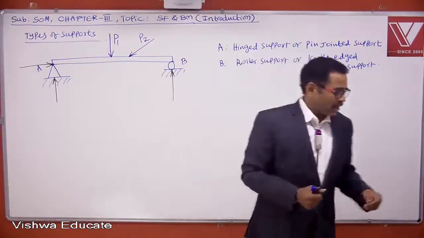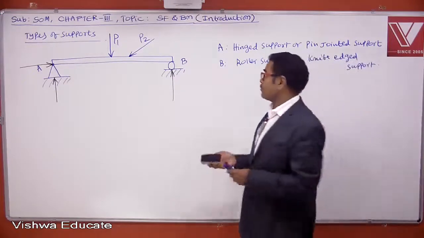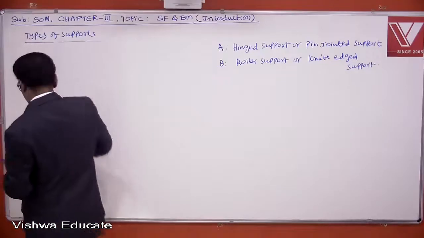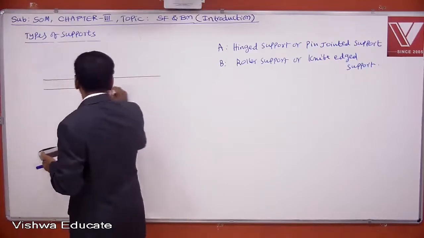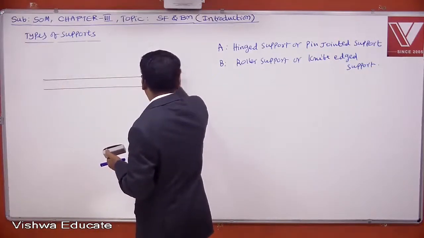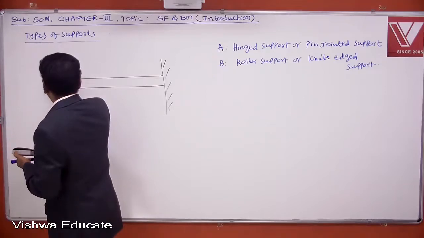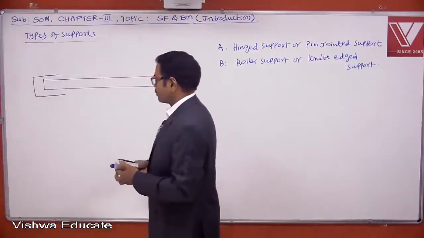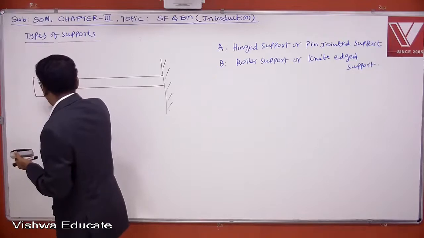Okay? Right. So let us try to understand two more supports. To explain two more supports, I am drawing one more beam. This time, a beam I am drawing like this. Right support is fixed support and the left support is guided support. Left support is guided support. So guided support is also called multiple roller support, or sometimes simply it is called a guide, right? Simply it is called a guide.